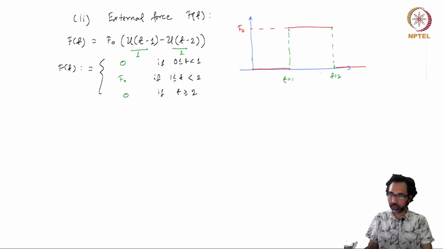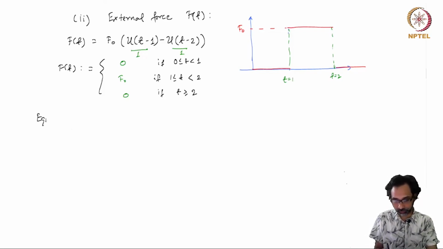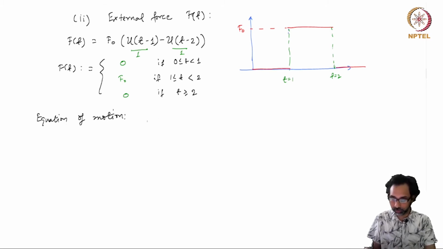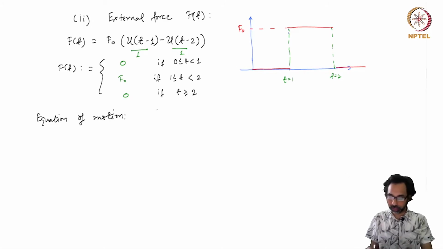So this is exactly the graph that we are dealing with, and this corresponds to the application of a constant force F with magnitude f naught for 1 second, starting at t equal to 1 and ending at t equal to 2. So then the equation of motion can be written as, so let me take the same values as the first example.